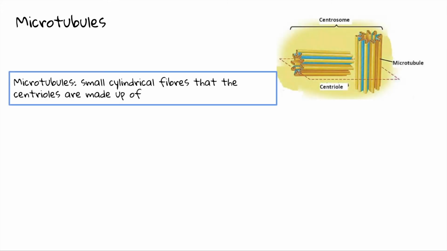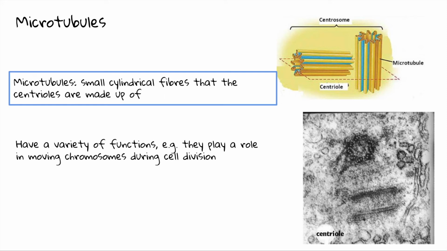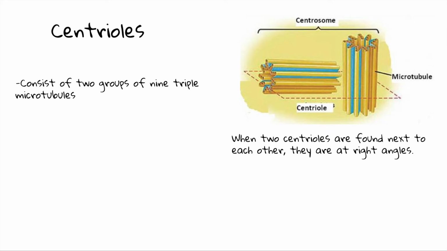Microtubules. So these are small cylindrical fibers which have many functions. For example, they play a role in moving chromosomes during cell division, and so they take part in mitosis, and we will be looking at mitosis in a later video. Centrioles are two groups of 9 triple microtubules. They are only found in animal cells, and they form an anchor point for microtubules during cell division and for microtubules inside flagella and cilia.